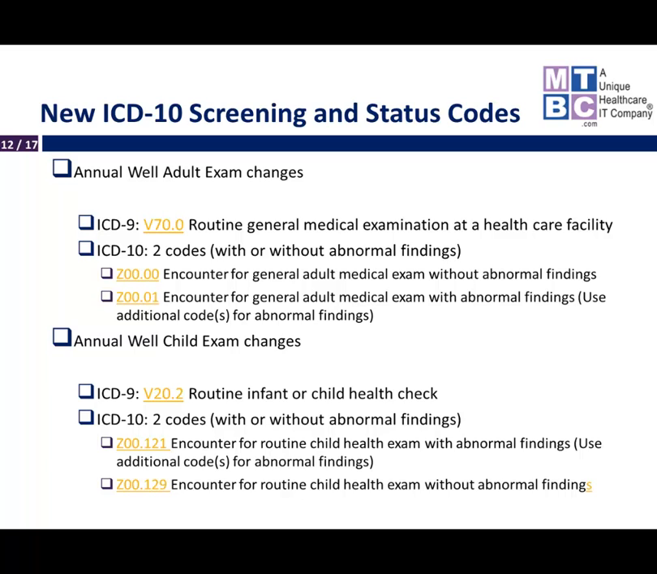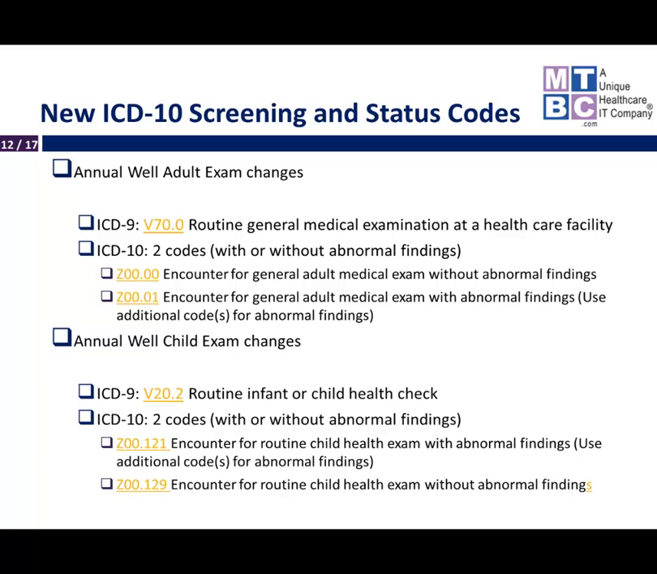As far as changes to screening and status codes, this is going to be a bit of a change because obviously well-adult exams are constant within your world, and you just do V70.0 now. Well, there's two codes now in 10. There's a without abnormal findings and a with abnormal findings. And the codes with abnormal findings, you need to use an additional code for abnormal findings. And again, that's for anybody who's 18 or older at the date of service.